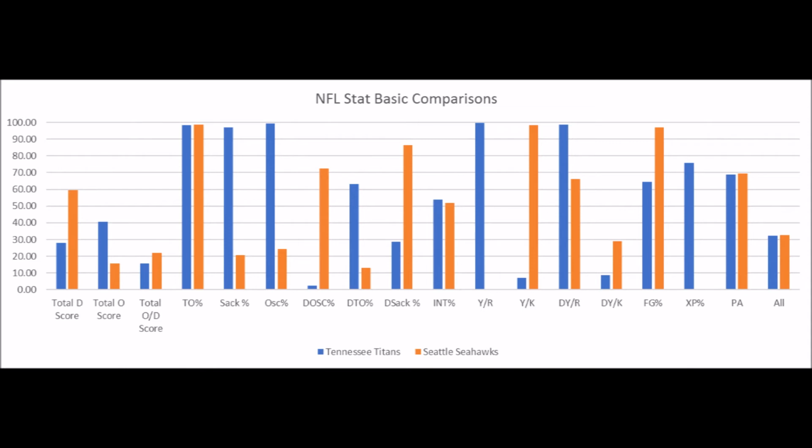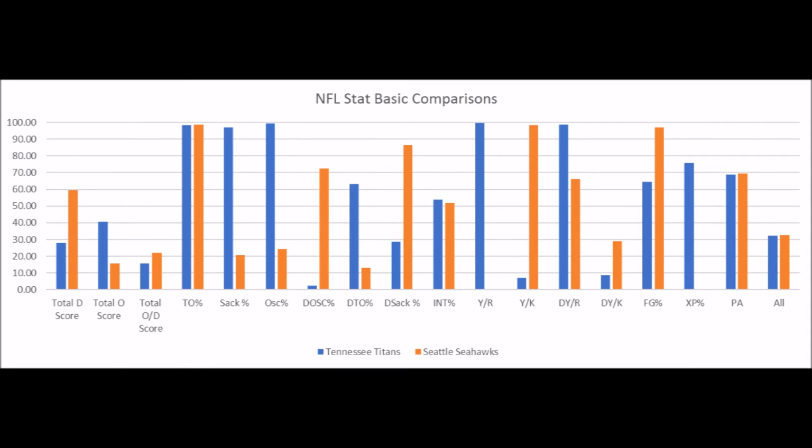However, so far in the last 2 weeks, the Seahawks have done better than the Titans when it comes to field goal percentage. Extra point percentage has been better with the Titans. Well, the Seahawks just haven't really placed as well. And then, of course, punting average has pretty much been in favor. They're pretty much dead even when it comes to punting average.